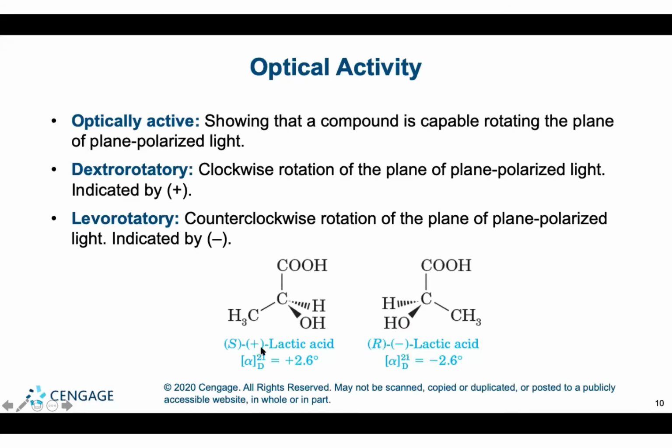Make sure, guys, these are totally different from S and R configuration. S and R configuration is just by numbering based on the priority around the chiral center. But for plus and minus identification, we need to have a polarimeter. Also, they give it to us in the exam. And this plus and minus also applies whenever we have enantiomers.